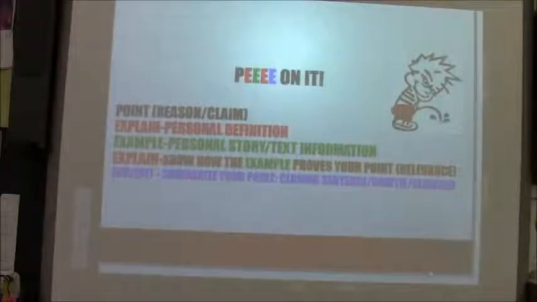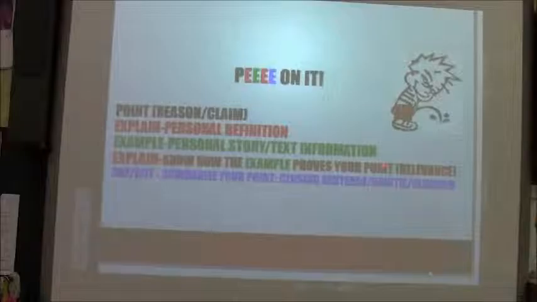And the acronym P means we're going to talk about our points that we have in our thesis in the same order. We're going to explain personally what we mean in our point. We're going to provide an example. Now, for our first essay, we know that we are not using text information because the focus is on proper structure. So we're going to use personal stories to illustrate our explanations to our points. And then we're going to come back and explain how the example actually proves the point.